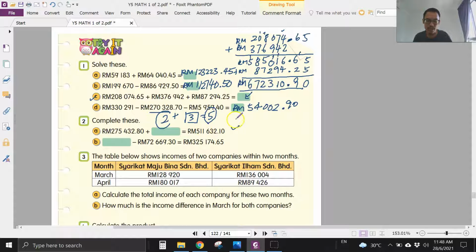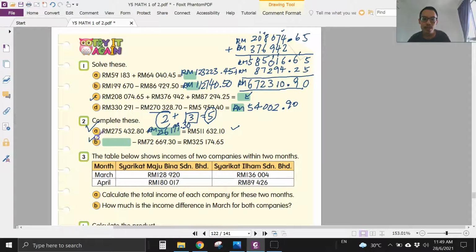511,632 ringgit and 10 cents. You minus the one in front, 275,432 ringgit and 80 cents, and you should get your answer, 236,199 ringgit and 30 cents.